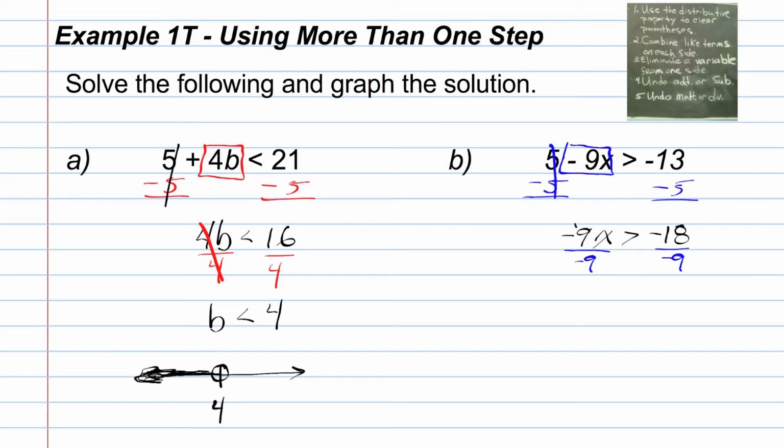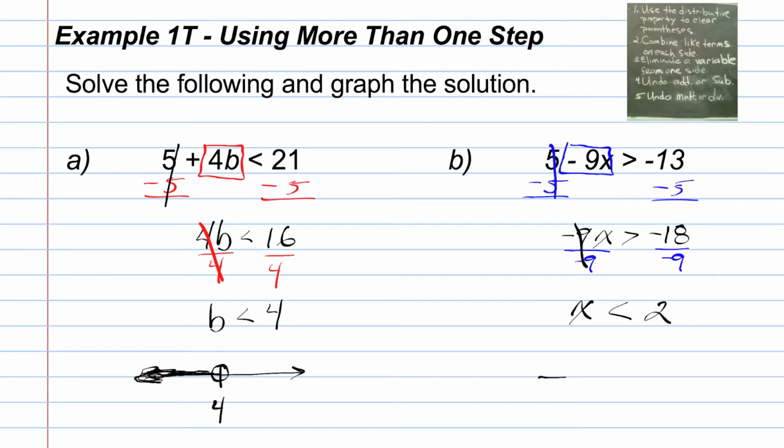And on the left-hand side, the negative 9's divide out, leaving me with x isolated now. On the right-hand side, a negative divided by a negative is a positive, so that would be positive 2. Now here's the key thing. I divided each side by a negative, so I need to flip the inequality around. So the solution is x is less than 2. It's not x is greater than 2 because I had to flip the inequality around.